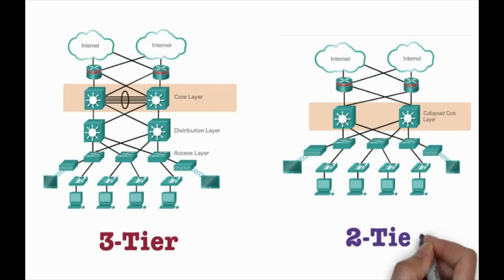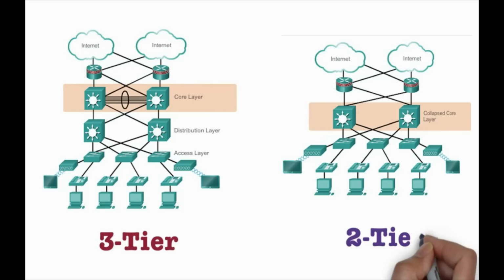Today's topic is networking tutorials. The main topic today is networking topology architecture. What is networking topology architecture? The two-tier networking topology is a flat or collapsed core design.